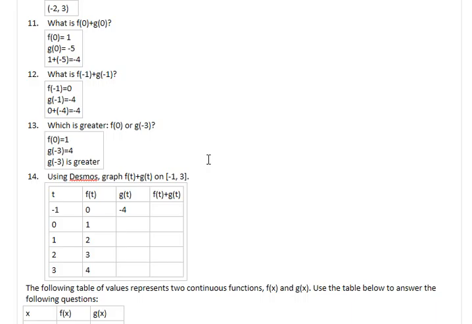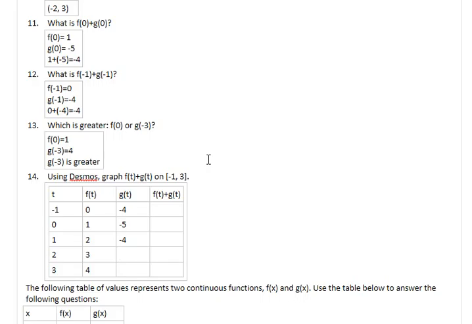G of 0 is negative 5. We found those up above. And I'm going to look back at my paper where I can trace along it a little bit easier. Feel free to do that on your copy as well. It sometimes helps. At 1, we've got negative 4.